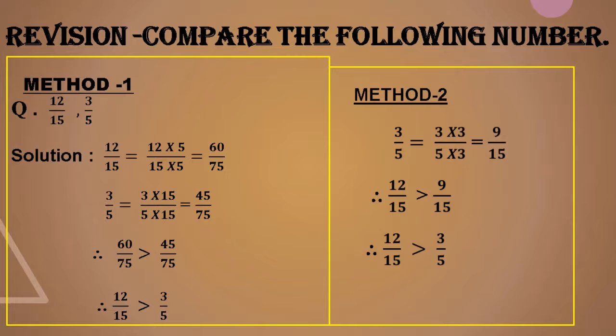So we will compare the numerators only. So 12 is greater than 9. Therefore 12 by 15 is greater than 9 by 15. And we can conclude 12 by 15 is greater than 3 by 5. You can use any of the methods to solve your sums.